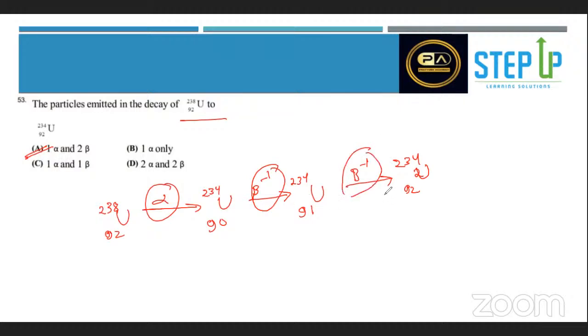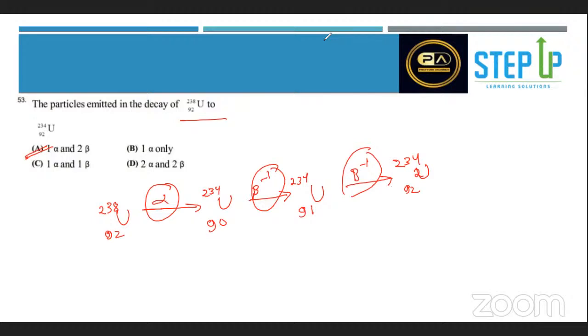Because we are not changing the 92, we are just decreasing the 238 to 234. The 92 stays 92. That is not possible in alpha, because it's a helium atom, you have a 2, 4 charge there. For beta, there is no change on the top, only the bottom gets increased by 1. So the answer should be 1 alpha and 2 beta.